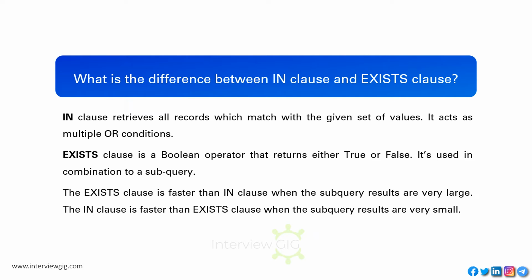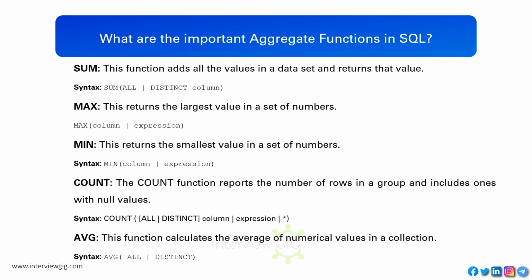What is the difference between in clause and exists clause? In clause retrieves all records which match with the given set of values. It acts as multiple or conditions. Exists clause is a Boolean operator that returns either true or false. It's used in combination with a subquery. The exists clause is faster than in clause when the subquery results are very large. The in clause is faster than exists clause when the subquery results are very small.